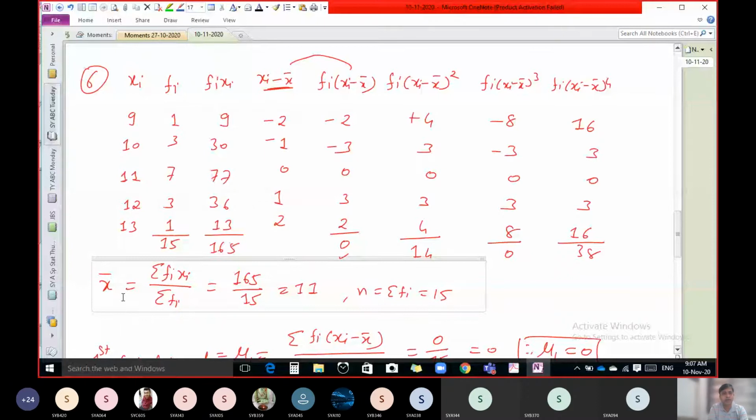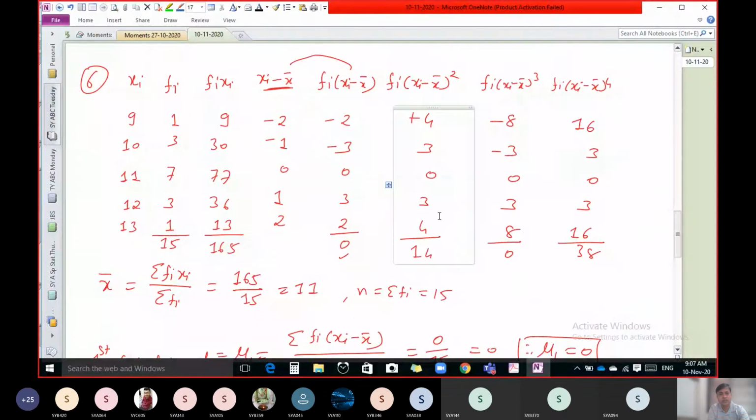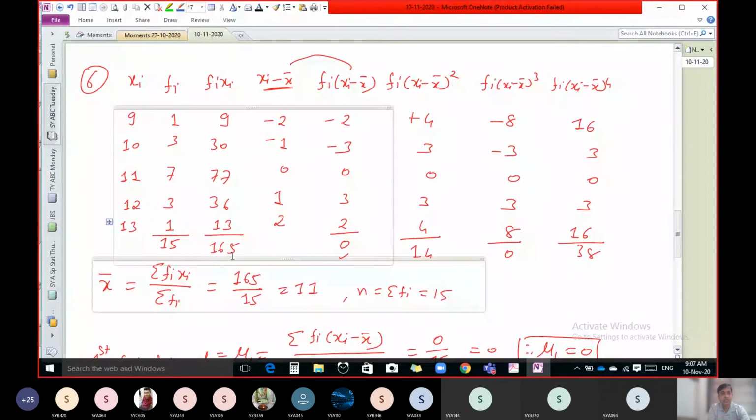moments, find out x bar. How to find out x bar? Fi into xi. We have different values of xi as well as fi. It is given in the question only. Xi fi. So multiply this. So 9 ones are 9, 10 threes are 30, 11 sevens are 77, 36 and 13. Add these values. So it is 165.